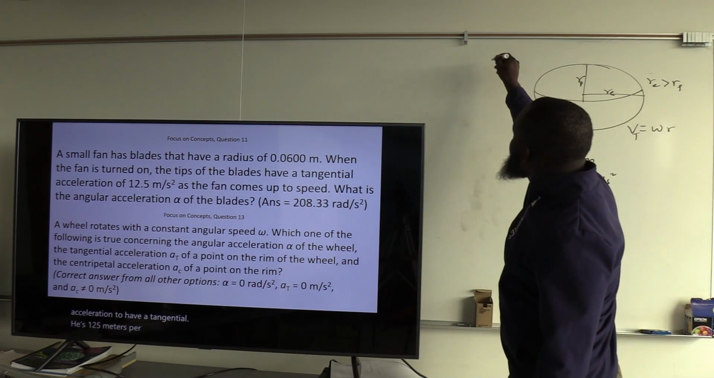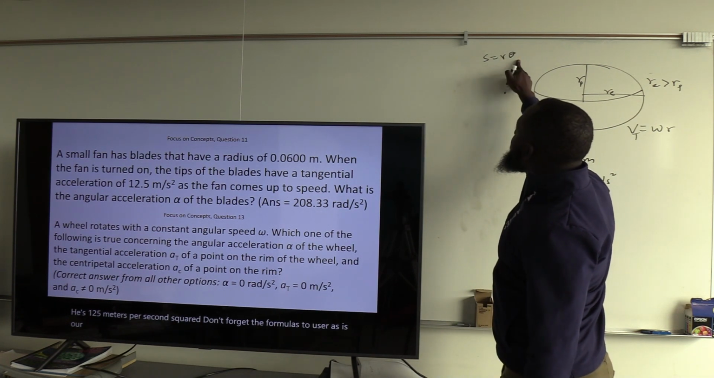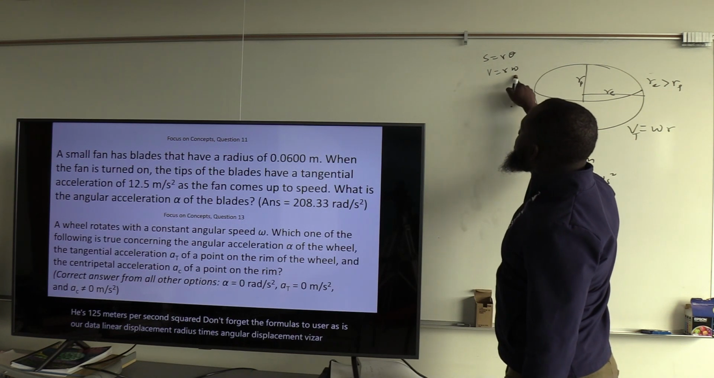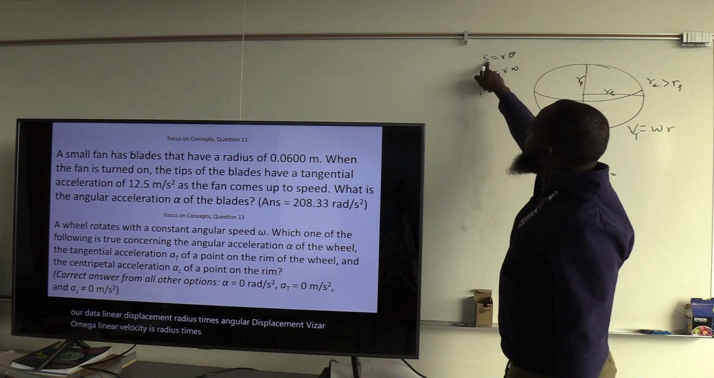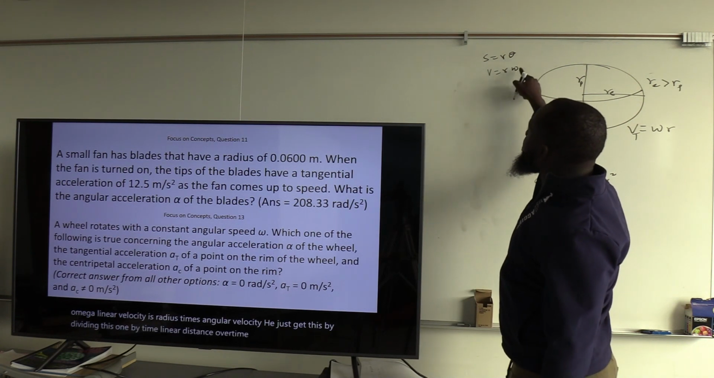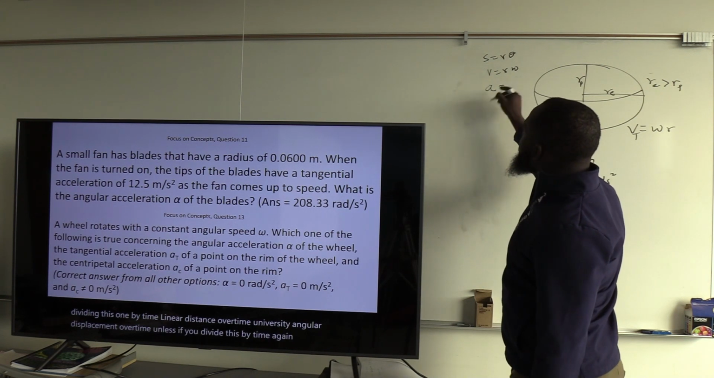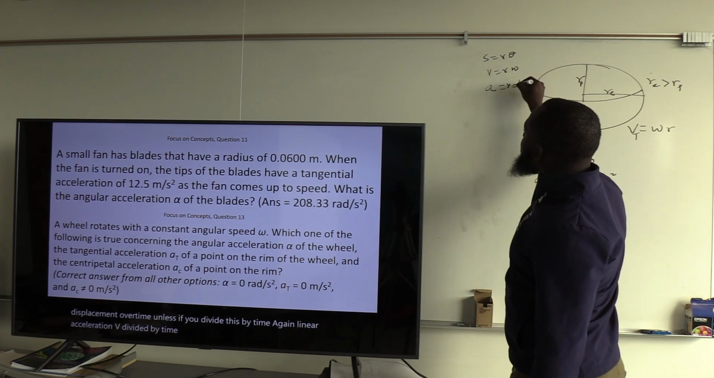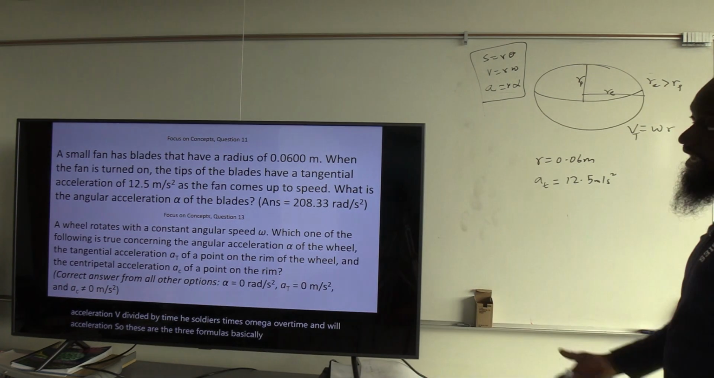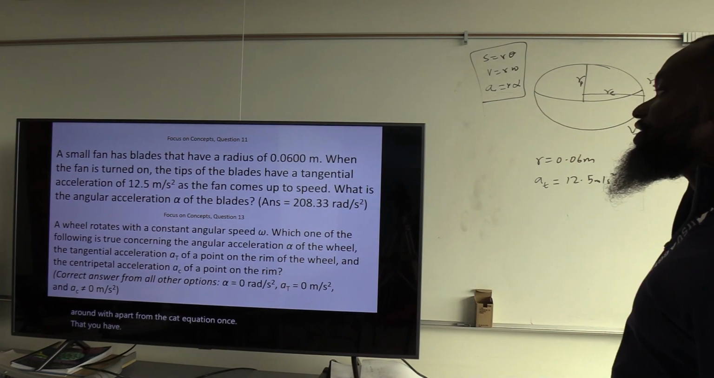Don't forget the formulas we use: S is R theta, linear displacement is radius times angular displacement. V is R omega, linear velocity is radius times angular velocity. You just get this by dividing this one by time. Linear distance over time is linear velocity; angular displacement over time is angular velocity. If you divide this by time again, you get linear acceleration: V divided by time is radius times omega over time, angular acceleration. So these are the three formulas we've been playing around with, apart from the kinematic equations. So we have that tangential acceleration.